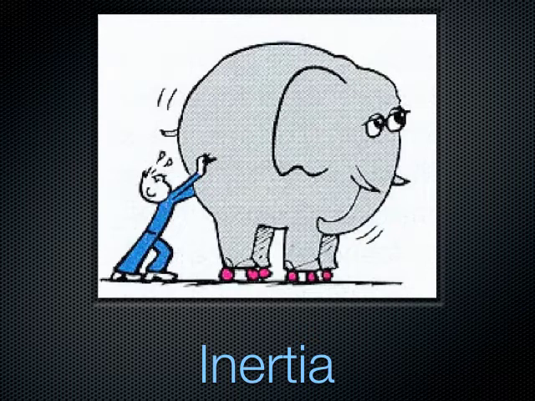For instance, if a push is applied to this elephant, the elephant will accelerate. Notice the elephant's on roller skates. If the same exact push was applied to a dog on roller skates, it would accelerate or change its motion a lot more because it has less inertia, less stuff, less mass. So what you push matters.